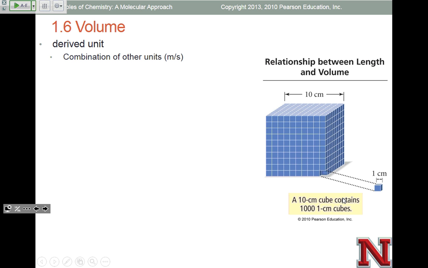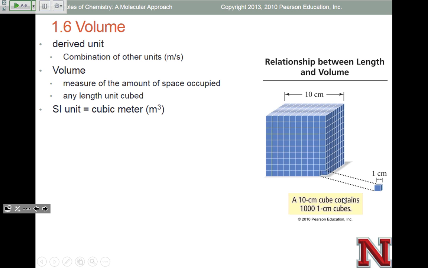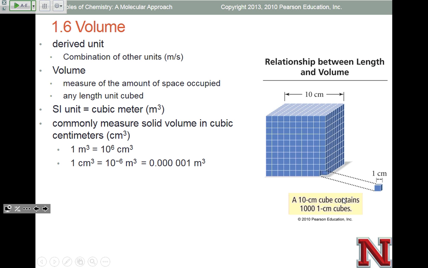So volume is actually a derived unit because it is based on our length, width, and height. So it's a combination of other units. It's a measurement of the amount of space occupied. So any length unit cubed. The SI unit is going to be our cubic meter. Commonly though, a lot of times you see cubic centimeters. So 1 meter cubed equals 10 to the 6 centimeters cubed.